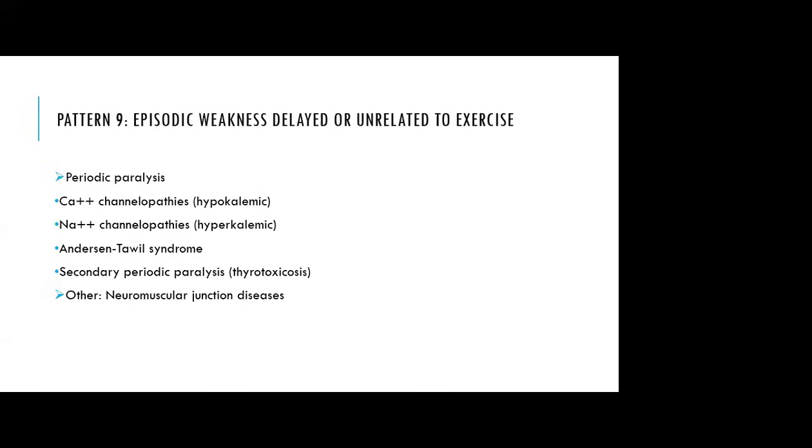Pattern 9 is episodic weakness, delayed or unrelated to exercise. We have periodic paralysis that is due to calcium channelopathies, that is hypokalemic, and sodium channelopathies, hyperkalemic, and Andersen-Tawil, and secondary periodic paralysis secondary to thyrotoxicosis. Another cause of episodic weakness, which may be unrelated to exercise, is neuromuscular: the episodic weakness of neuromuscular junction disease.